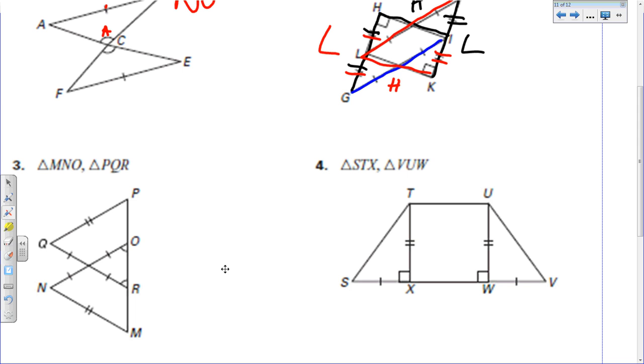MNO. MN and PQ both got 2 stripes. Right? So MN is congruent to PQ, so I got a side. Then here I have QR is congruent to NO, because those both got 1 and 1 and 1 and 1. So I have another side. And then if I'm looking at this triangle, I have an angle. I have a side-side angle. Not enough. No.